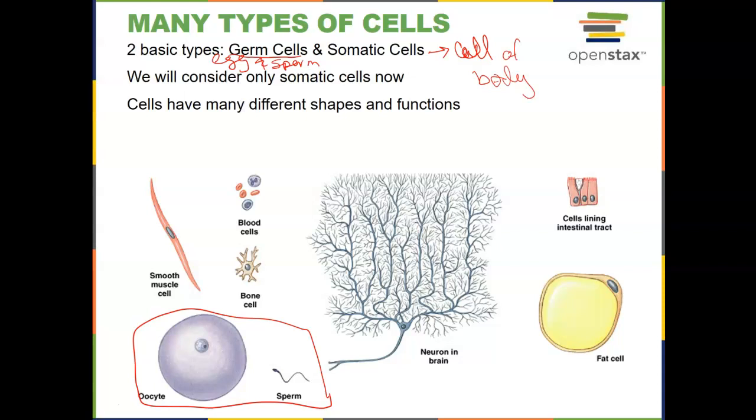Now, somatic cells have all kinds of different crazy shapes. This is a bone cell, an osteoclast. They look pointy. One specific type of neuron in the brain can have many, many dendrites. This is called a dendritic field. Isn't that beautiful? But one long axon.